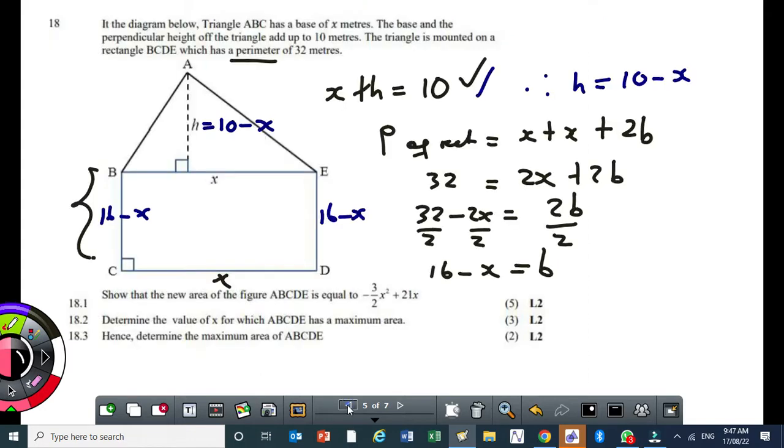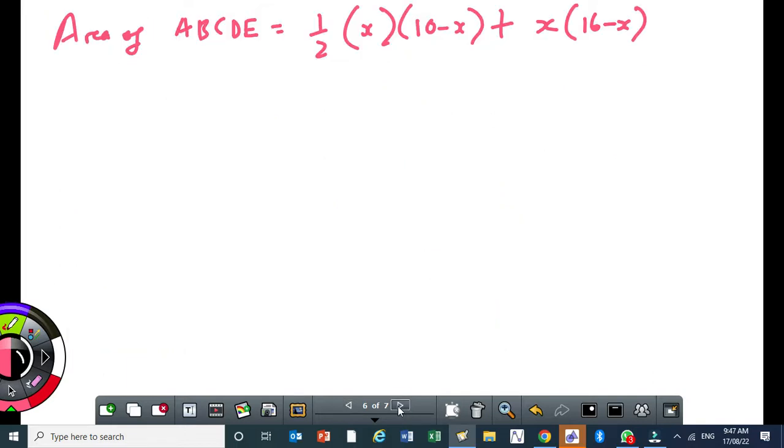So just to check with you. This B here, that's the breadth. X here, that's the length, isn't it? Yes. Okay, so let's simplify this.